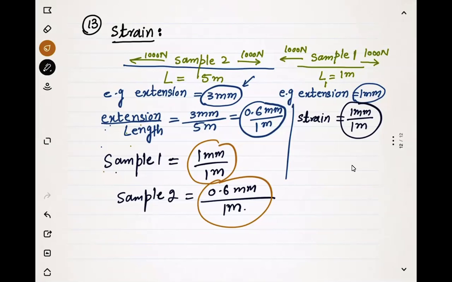However, if you only observe the extension, then it could deceive you, because sample 1 was extended by 1 millimeter and sample 2 was extended by 3 millimeter. The problem was that when we applied equal force on pieces of different lengths, then obviously the length of the sample or the length of the wire will also affect the extension. By dividing the extension over length, the effect of length can be eliminated and the new quantity that you get is called strain. So for strain, it is the ratio of same quantities.